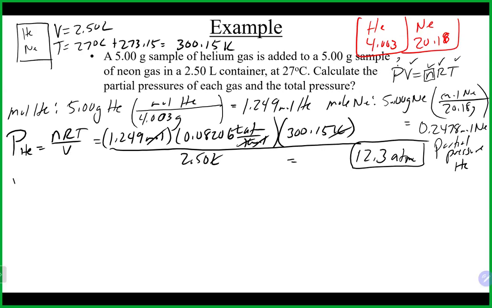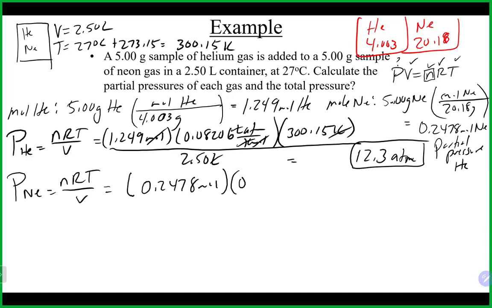So now that we did helium, we're going to do neon. It's basically the same calculation. Really, the only difference is going to be the moles. Here, we want to use the moles of neon, which in this case was 0.2478. Everything else is going to be identical because they're in the same container.